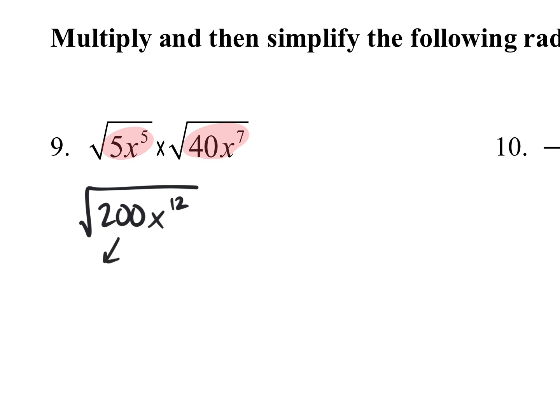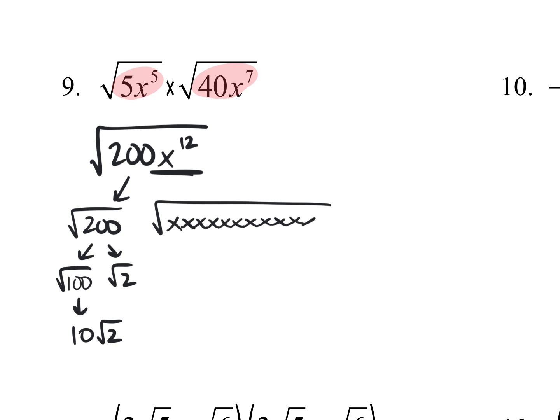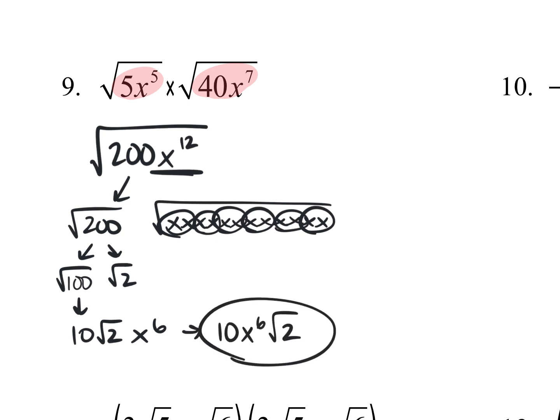So I need to simplify the square root of 200. The biggest perfect square that goes into 200 would be 100, and the square root of 2. And the square root of 100 is 10. And then I've got the leftover square root of 2. X to the 12th, if I have 12 x's, that means I'm going to have 2, 4, 6, 8, 10, 12. I'm going to have 6 groups, so I'm going to have x to the 6th. And just so it looks a little bit nicer, let's write it as 10x to the 6th square root of 2 for your final answer.